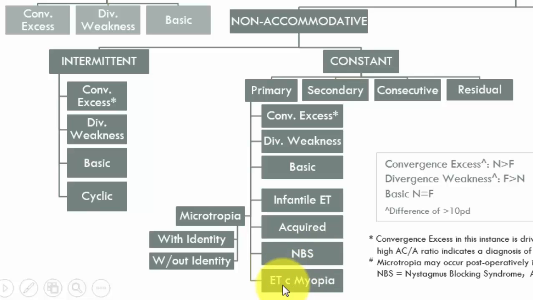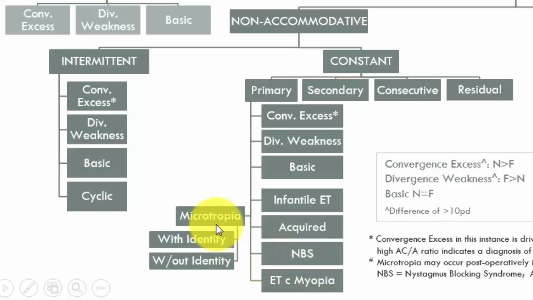Okay, another condition we have is an esotropia with myopia. Now, when we say an esotropia with myopia, we're actually talking about patients with a high degree of myopia over 6 diopters. And in this instance, what's happening is we have a patient who has a far point that's very near, and what the patient is doing is that they're trying to utilise that far point to see clearly, and then not relaxing their eyes or their convergence in the distance, which means they'll be esotropic in the distance, and eventually they develop a constant esotropia.